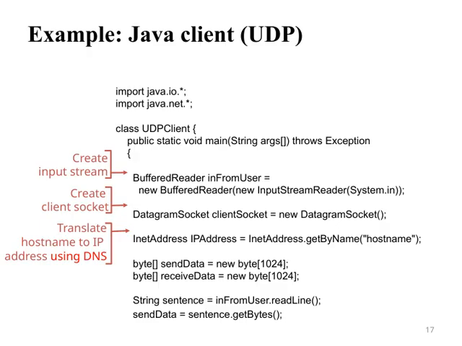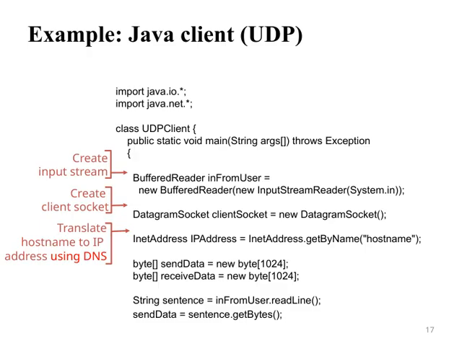Then, we create a DatagramSocket instance named clientSocket. This socket is what we'll use to send and receive UDP packets. After that, we translate the hostname into an IP address using InetAddress.getByName. This step is crucial because UDP communication requires an IP address, and DNS handles this translation behind the scenes. We also initialize byte arrays called sendData and receiveData, each with a size of 1024 bytes. These arrays will hold the data we send and receive over the network.